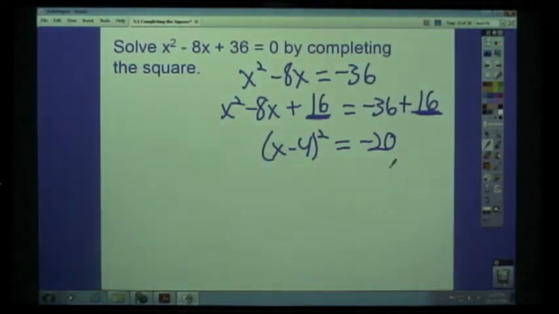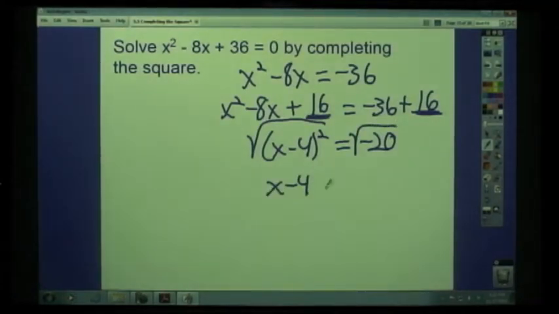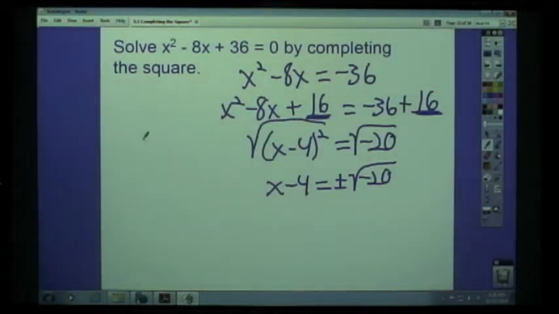Uh-oh. Yes, that's going to cause a problem because now when I take my square root on both sides, I'm going to get x minus 4 equals plus or minus the square root of negative 20. How in the world do I do that, Mr. Harrison? I don't know what to do. I know, you're panicking, but remember, this is what we talked about last time in class. I'm going to come over here to this side and talk about it.